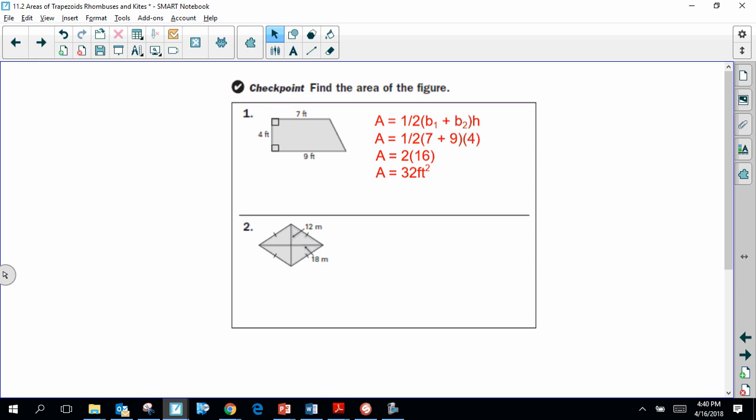Moving on to the next one. The next one is a rhombus because it's a quadrilateral that has 4 congruent sides. So I know that the diagonals that they're giving me are going to be bisected. So one diagonal is going to be 24 meters long, the other one's going to be 36 meters long. So that's how I substitute the numbers into the formula for area of a rhombus, and I wind up with 432 square meters for the answer for problem 2.